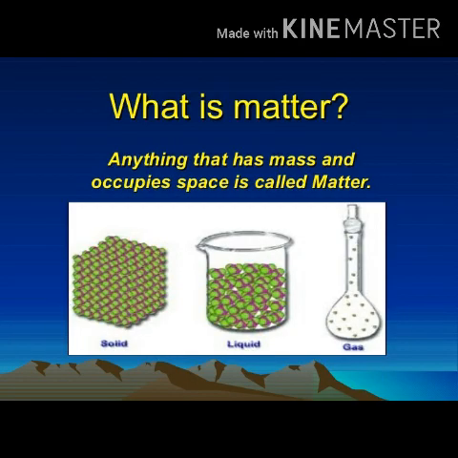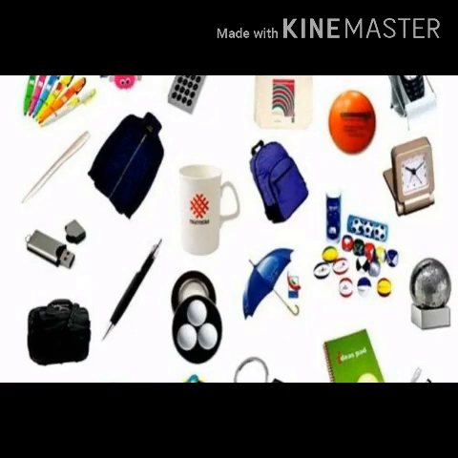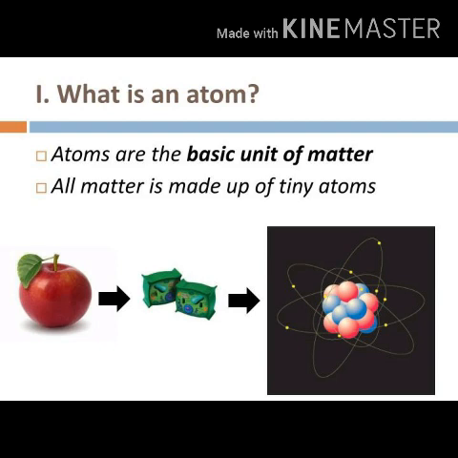Anything which has mass and occupies space is called matter. Every object is made up of matter. All matter is made up of particles called atoms. It means any object like pen, pencil, paper is made up of atoms.